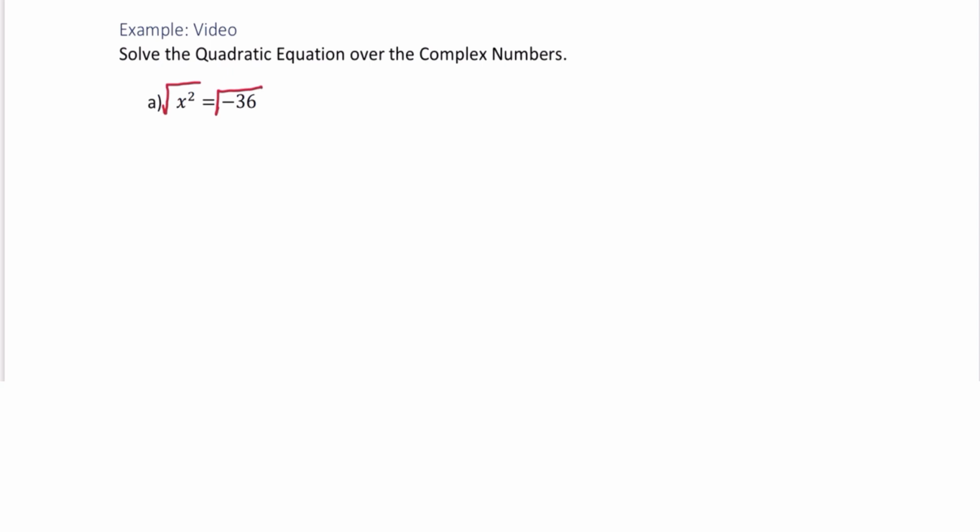The square root of x squared is x. And then we get plus or minus the square root of negative 36. Don't forget to add plus or minus whenever you take the square root of both sides.